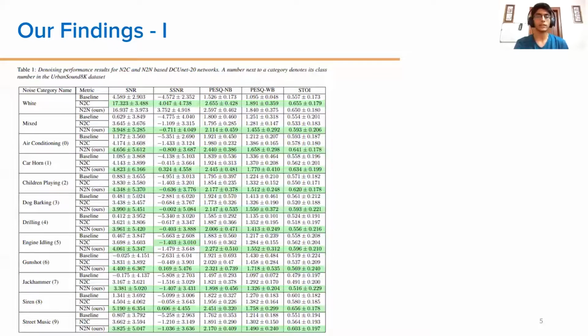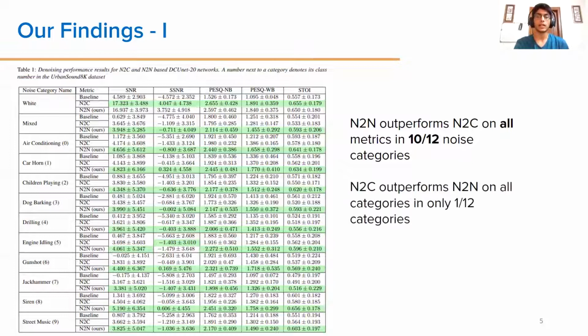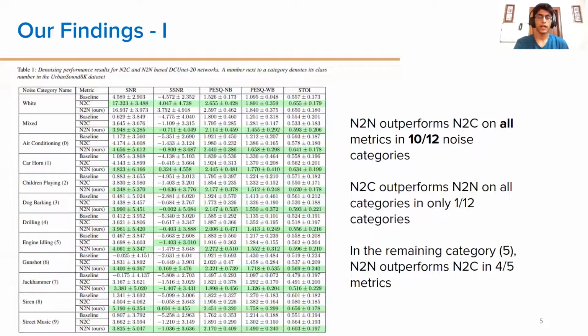Here are our findings. Please feel free to pause the video to go through them in detail. But the key takeaways are these. The first is that N2N outperforms N2C on all metrics in 10 of the 12 different noise categories. In only white noise does noise to clean outperform noise to noise. And in that remaining one category that's left, noise to noise outperforms noise to clean in 4 of the 5 different metrics that we have.